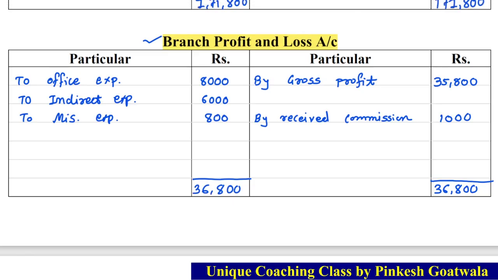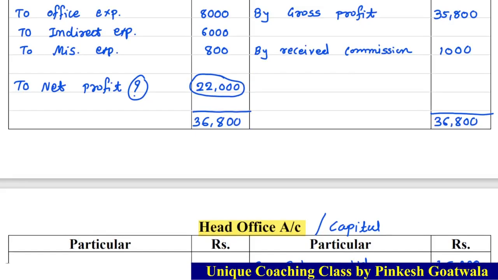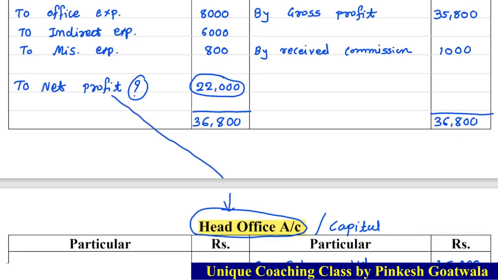36,800 minus 8,000, 6,000 and 800. So the difference is 22,000. It's called net profit. And remember, I told in a previous video, this net profit is transferred to which account? It will be transferred to head office account. Okay, જે પણ net profit આવ્યો છે એ ક્યાં ટ્રાન્સફર થશે? તો head office account માં ટ્રાન્સફર થશે.